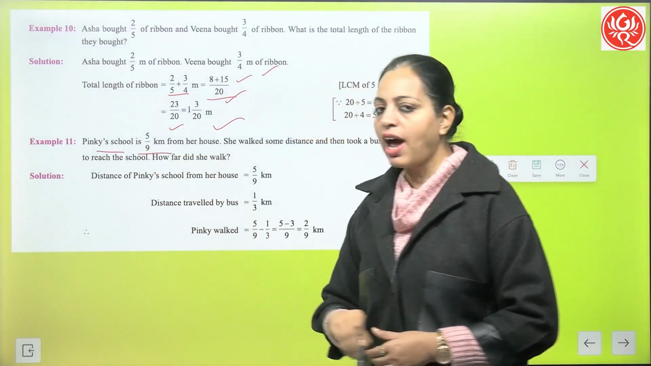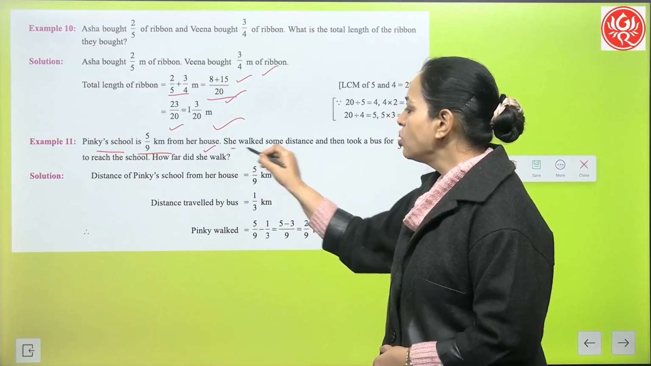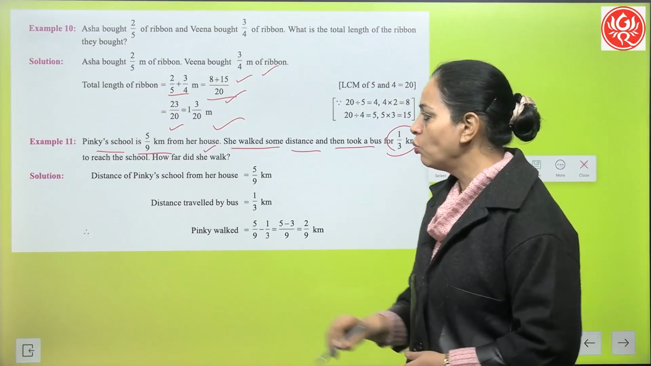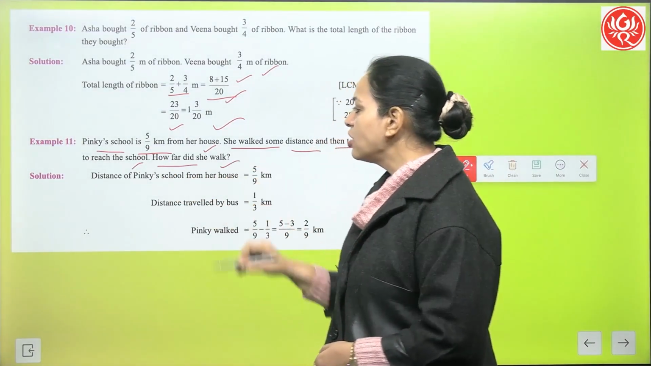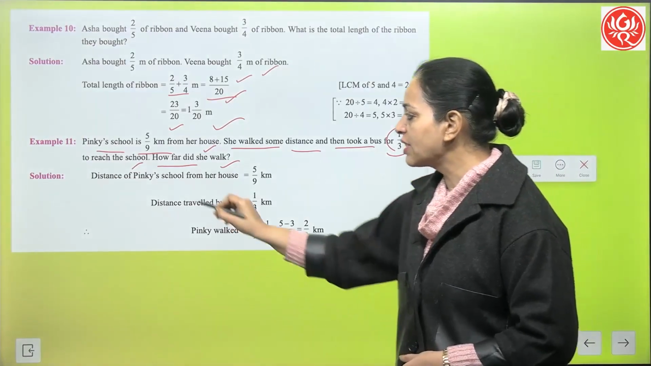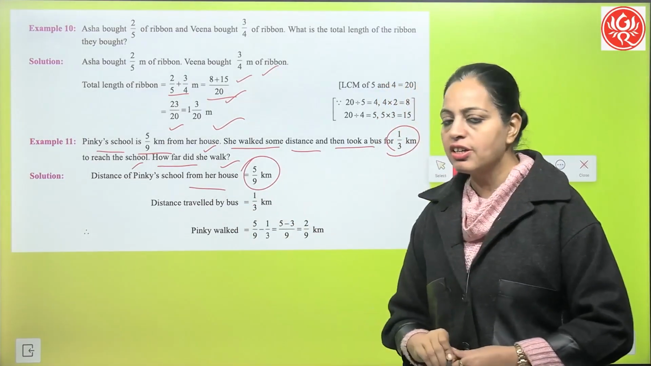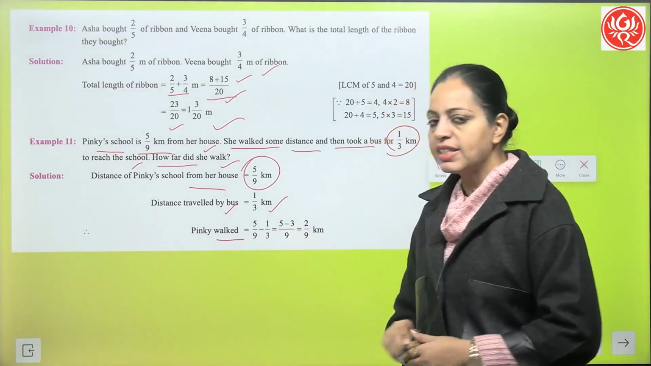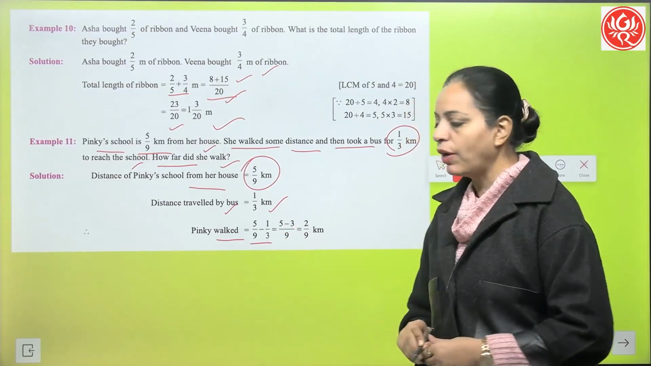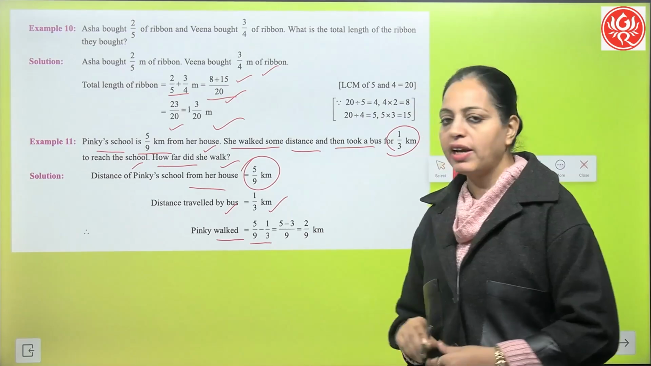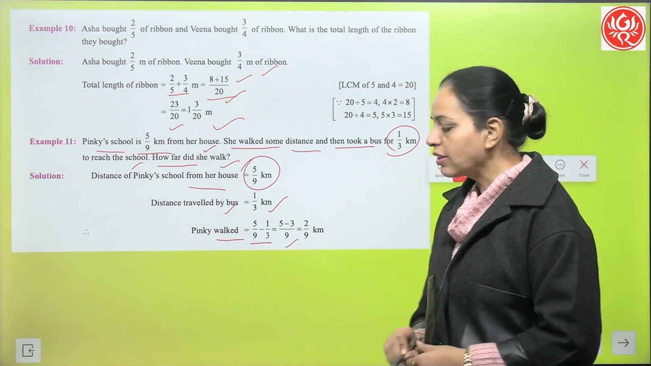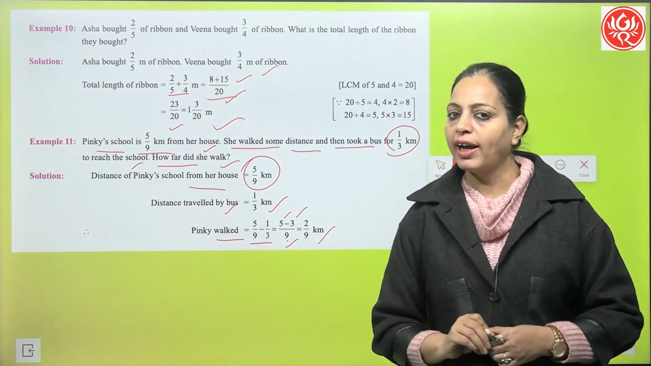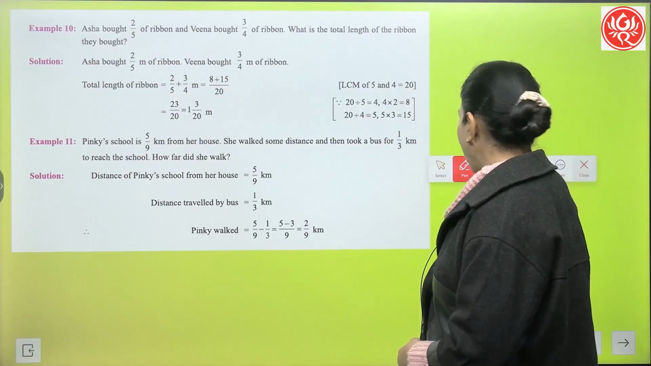Okay, now example 11. Pinky's school is 5/9 kilometer from her house. She walked some distance and then took a bus for 1/3 kilometer to reach the school. How far did she walk? So here total distance is given, 5/9 kilometer. Distance travelled by bus is 1/3 kilometer. So what is the distance left? 5/9 minus 1/3. So Pinky walked 5/9 minus 1/3. Subtract them. So 9 is the LCM. 5 minus 3, 2/9 kilometer. So I hope these are clear to you.